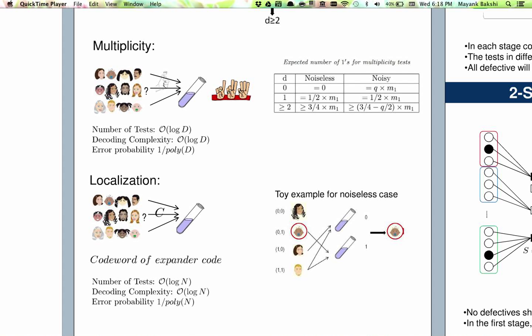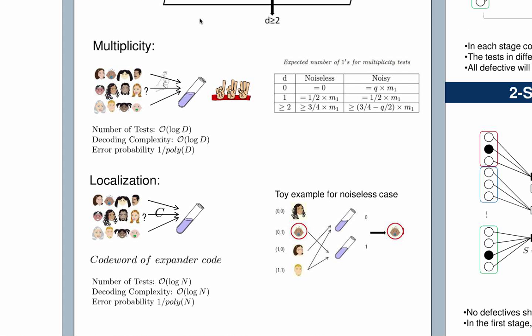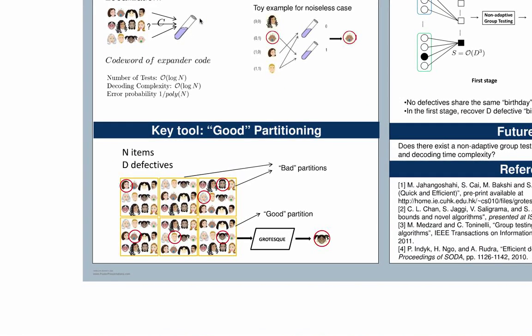All right. So based on this, we can see that if we have a way of partitioning our items in such a manner that with a high probability we end up with exactly one defective, or with a constant probability that we can figure out, we can end up with exactly one defective in a group, then we can figure out which that defective is, and we can repeat this procedure many times. So the key to this is this idea of good partitioning.